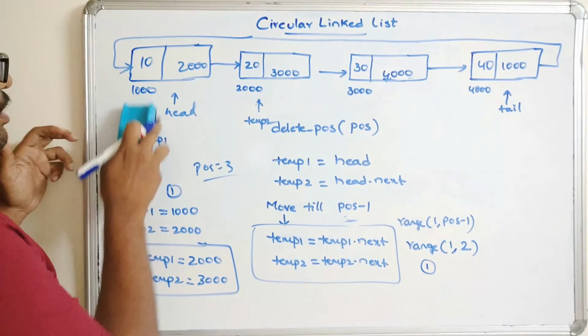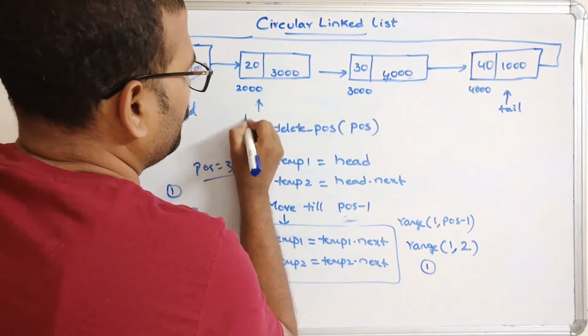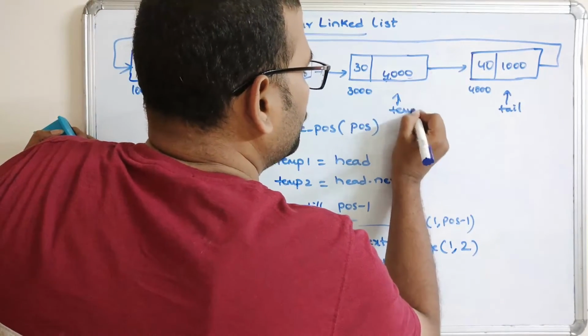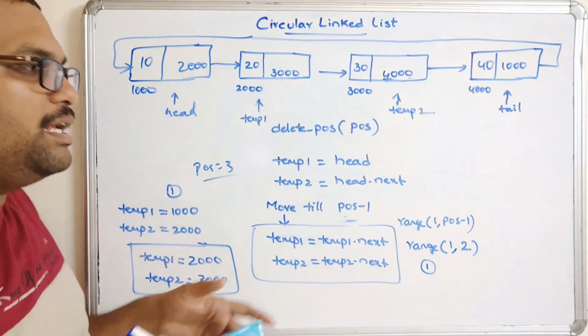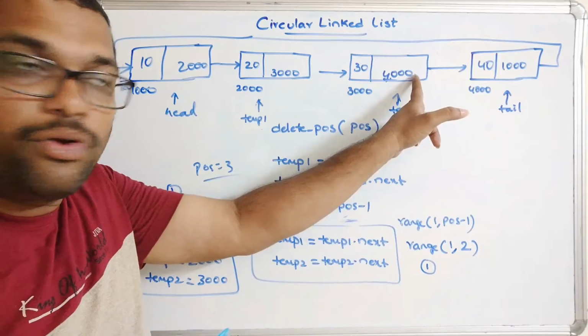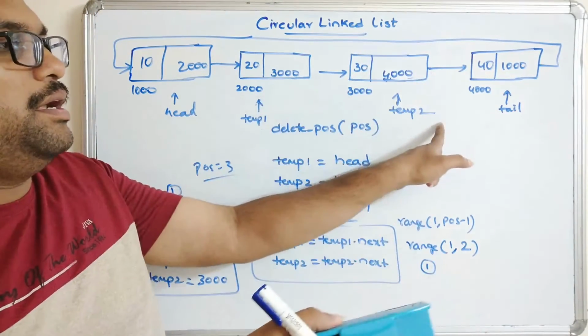So temp1 points here and temp2 points here. What we have to see: if I want to delete the third one, we need control of 2 and 3. So 2 is T1, 3 is T2.